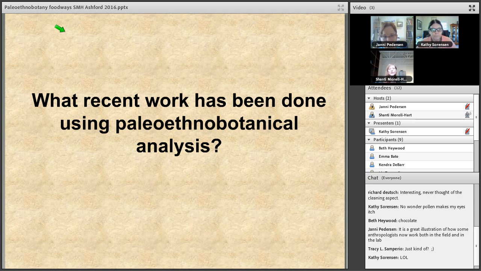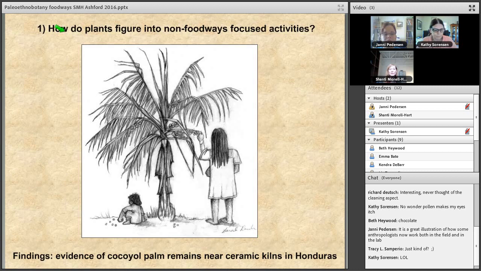So a lot of different issues, but in spite of those issues, there are a lot of things that we can recover and interpret, a lot of different kinds of plant residues that we can work with in different ways. So just to give you a quick sense of some of the recent work that's been done using paleoethnobotanical analysis, here are a couple examples from my dissertation work, actually.